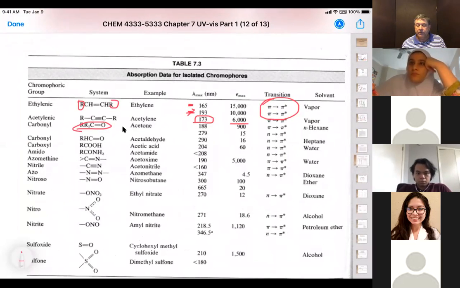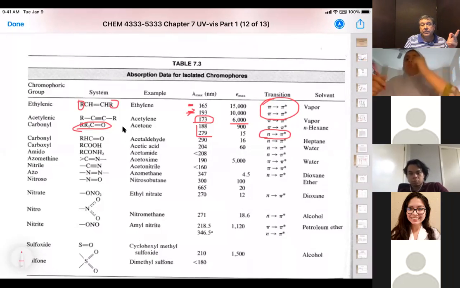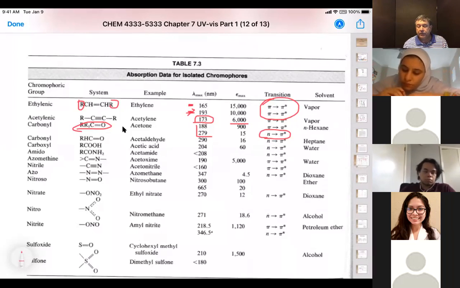Our carbonyl compounds, the acetones, have two. Because we now have those non-bonded electrons on our oxygen, we now have the opportunity for our non-bonding to pi star transition. So we actually see two different transitions at two different wavelengths. Okay. Aldehydes typically only have the one right here, the non-bonding to pi. And notice these non-bonding to pi, because they're, quote, forbidden transitions, are very low in intensity.